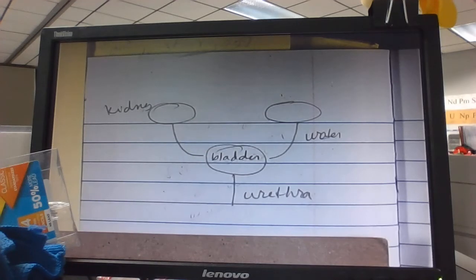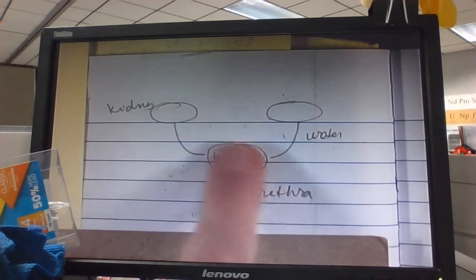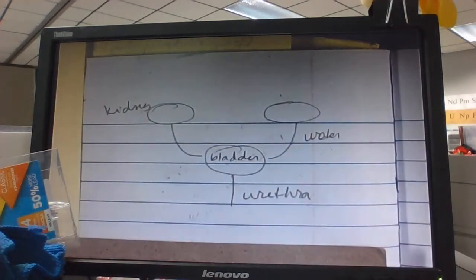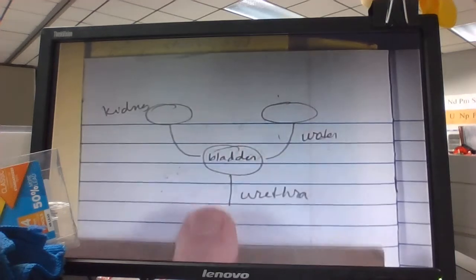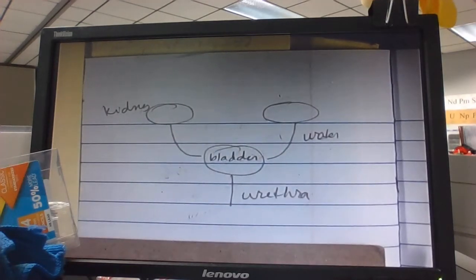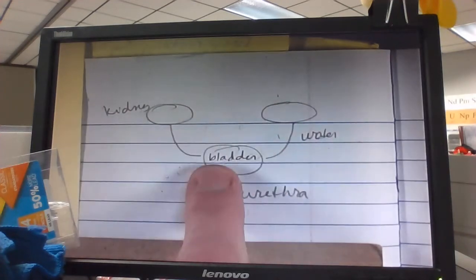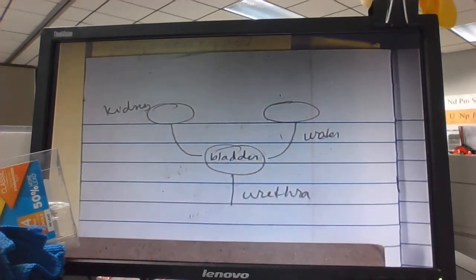And the bladder actually has a really interesting transitional epithelium that makes the bladder stretchy so that it can accommodate the filtrate that it's trying to store. And then finally, from the bladder to outside the body is the urethra. There are two ureters, from the kidneys to the bladder, and the urethra from the bladder outside the body.